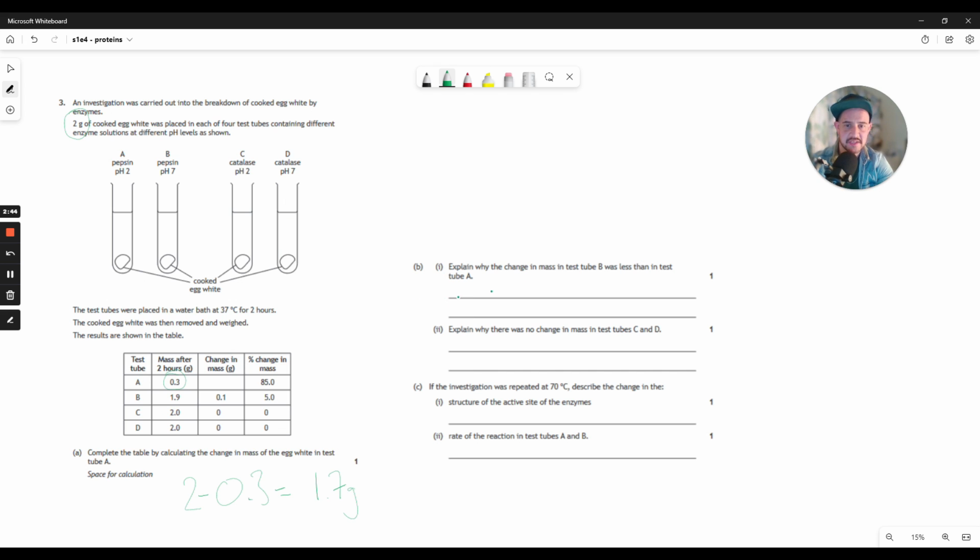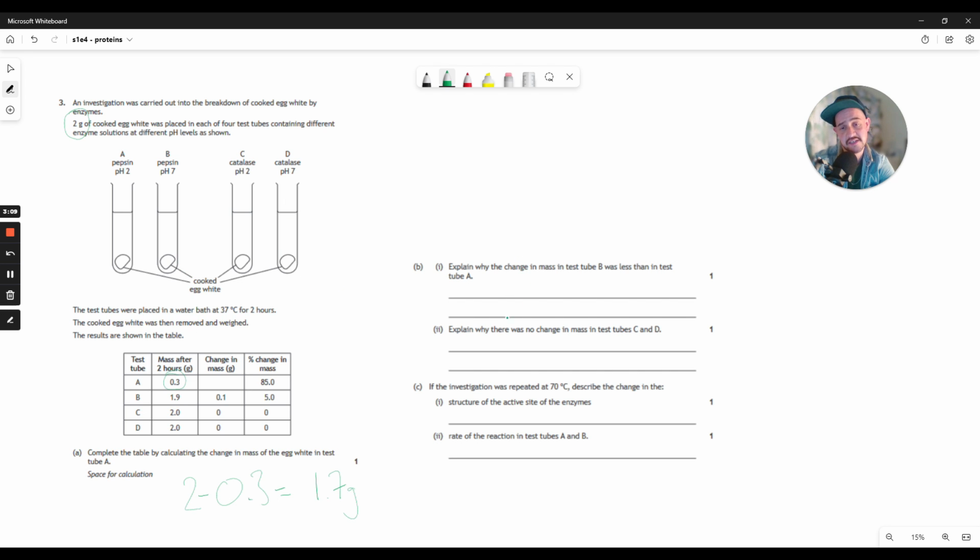Okay, next question. Explain why the change in mass in test tube B was less than that in test tube A. Well, we know from looking at the rates of reaction that enzymes have a specific pH that they work at their optimum. And so clearly the optimum for pepsin must be closer to pH 2 than it is pH 7 because it didn't change mass much at all. The egg was not really digested at all by this enzyme.